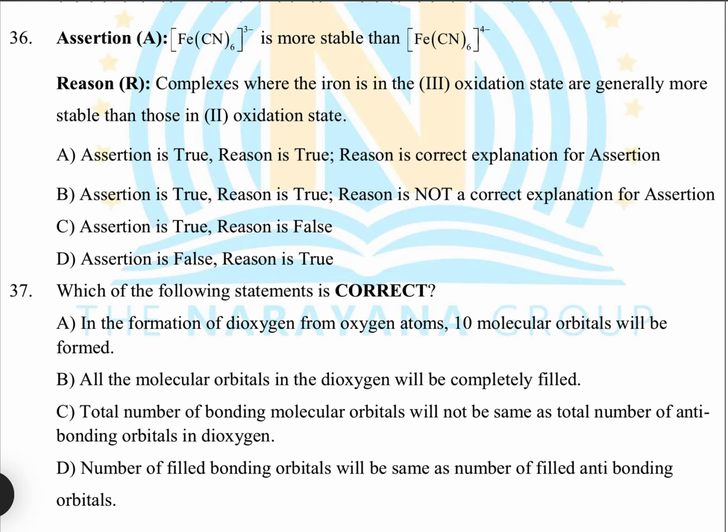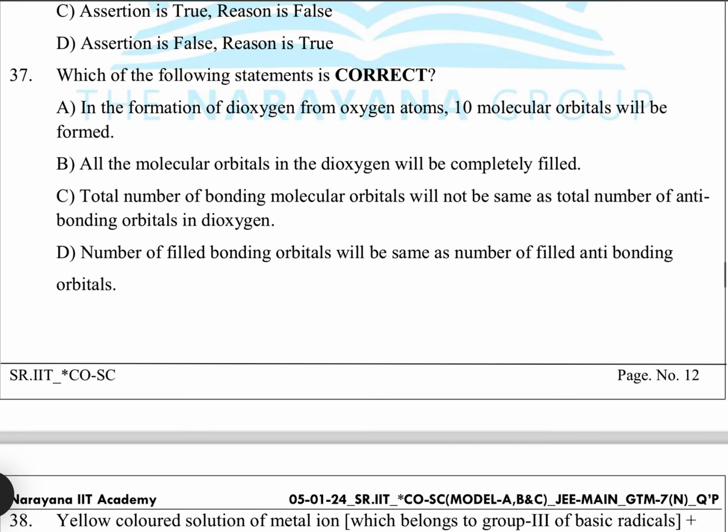FeCN6 minus 3 is more stable, definitely plus 3. Iron plus 3. So, absolutely right. Both are correct and the explanation is correct. Again, correct.